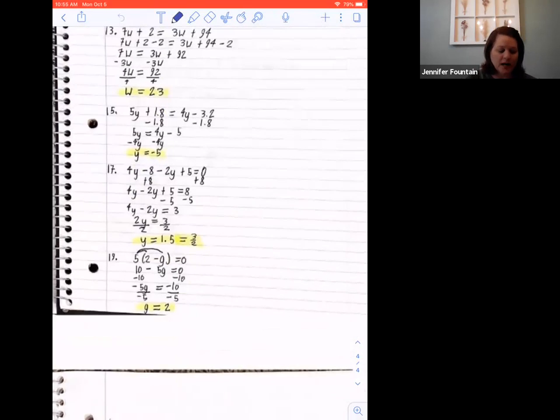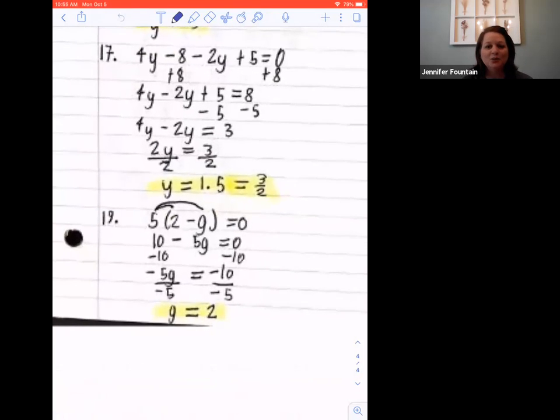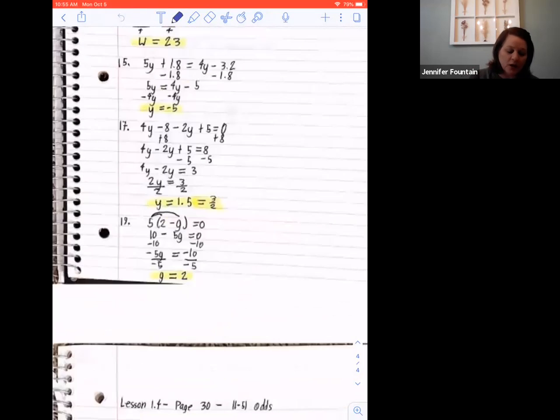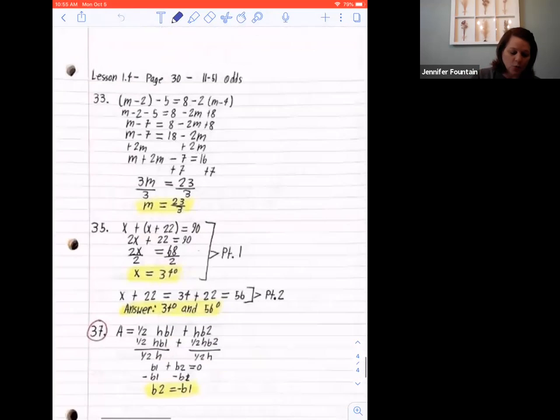You can tell by number 19, she was one of my students because she drew her lines where she multiplied 5 times 2 minus g. So just like I show you guys about the distributive property. Okay, then on the next page, again, she labeled what it was, kept on working her problems.